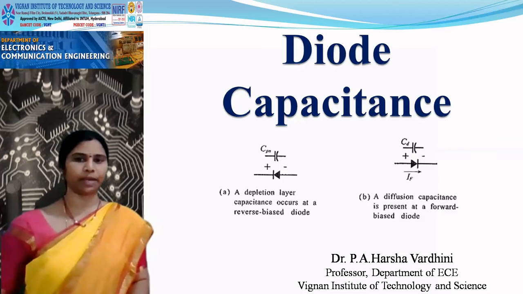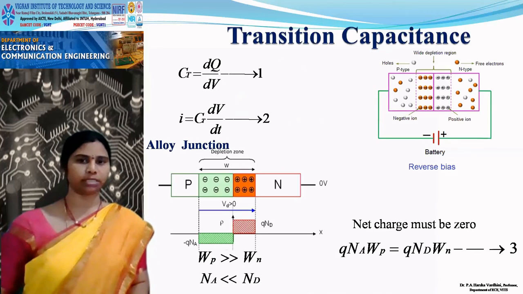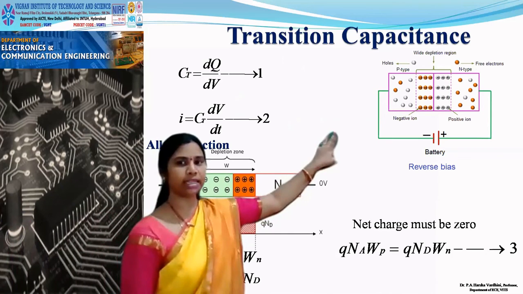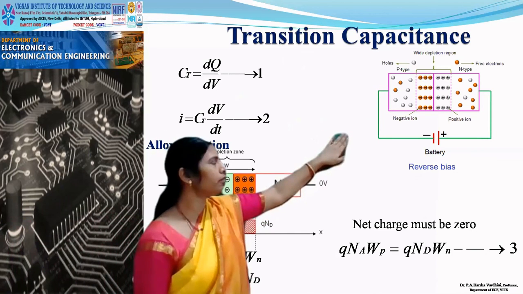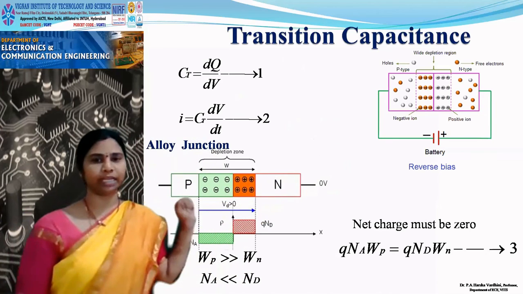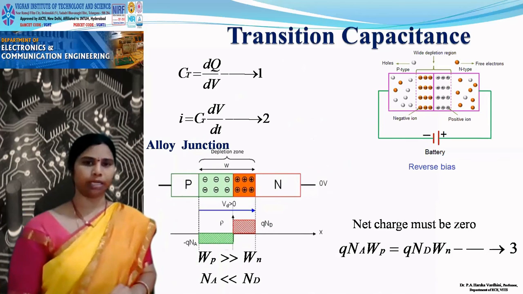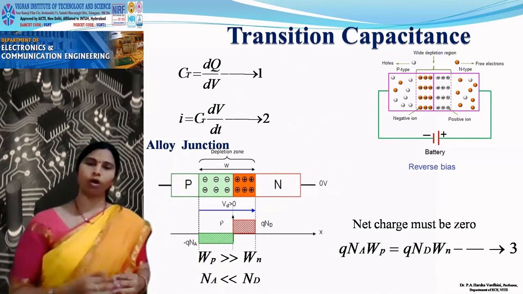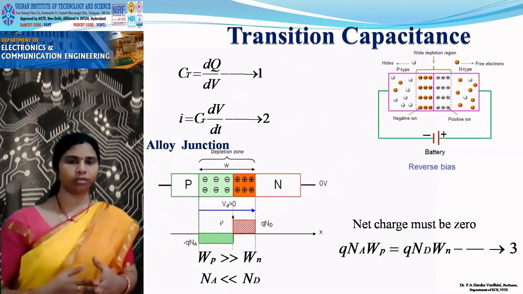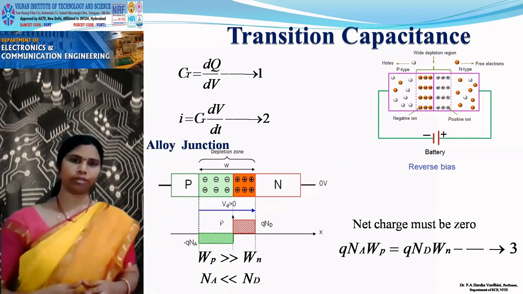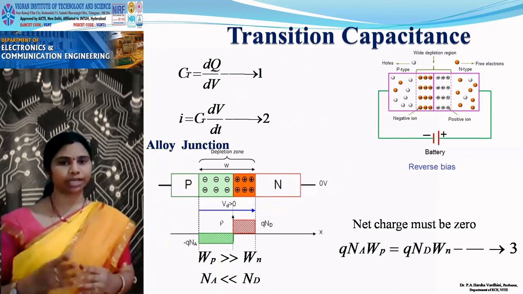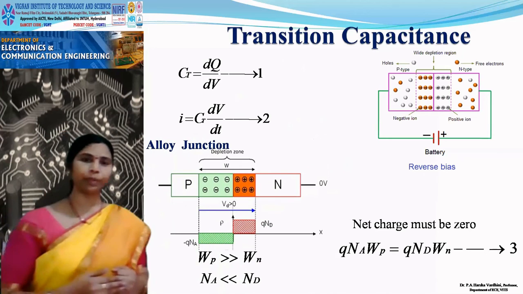Now let us go with the first capacitance, which is transition capacitance. So let us take a reverse bias diode. As you see in this picture, you have a reverse bias diode. Reverse bias diode means you are applying negative to p-type material, positive to n-type material. For a no bias diode or an open circuited diode, you will see a depletion layer at the junction already with some barrier potential. But as you have applied some voltage which will reverse bias the diode, what happens?